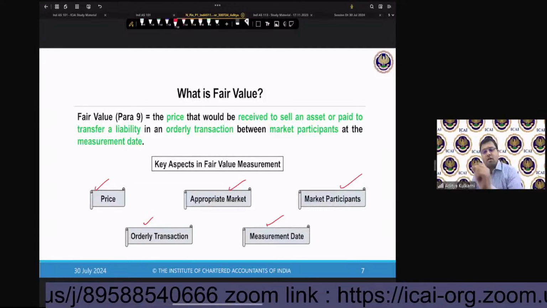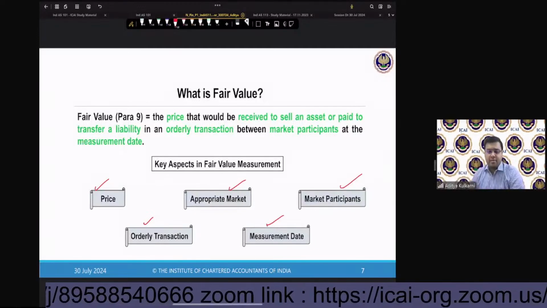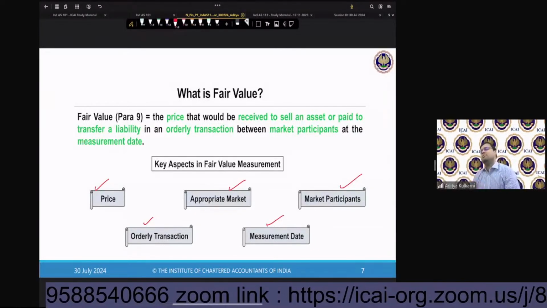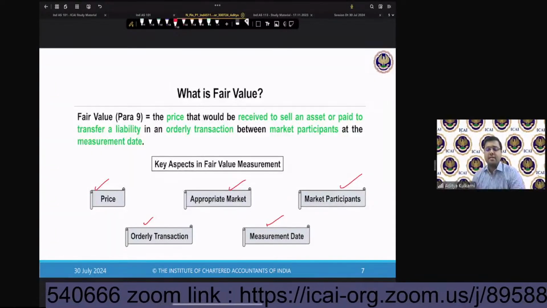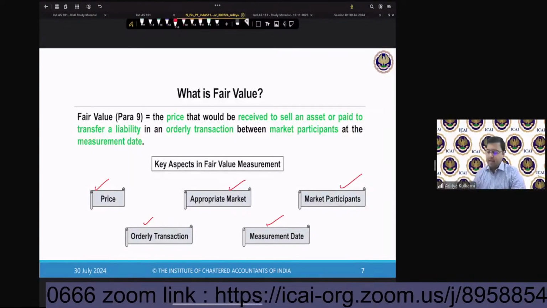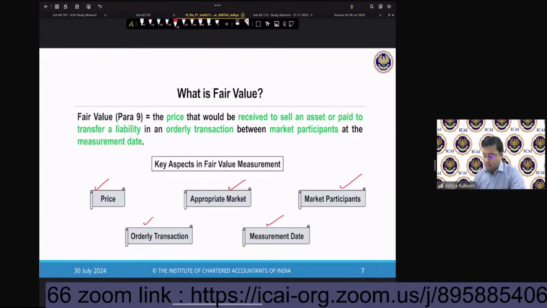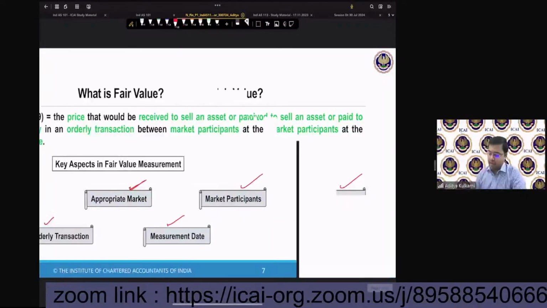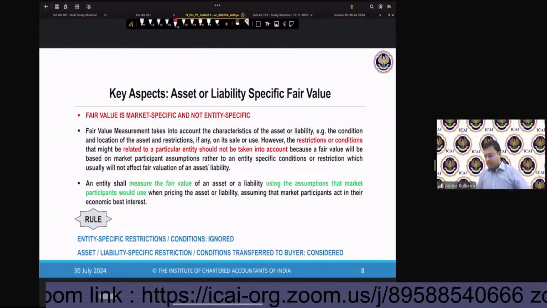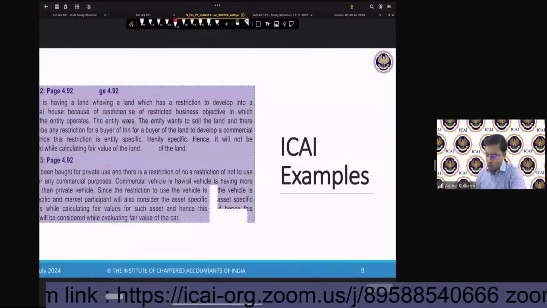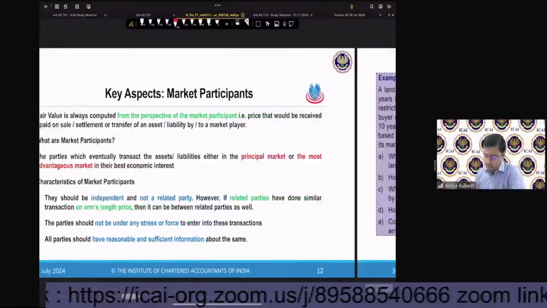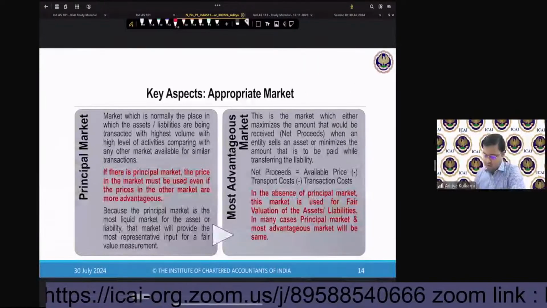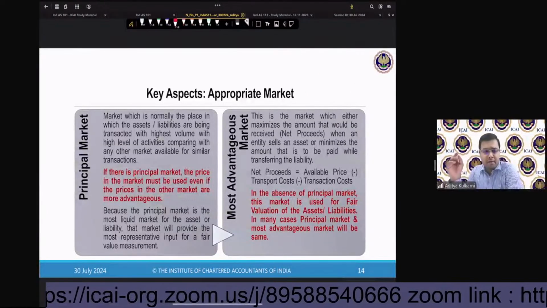Measurement date is always at a particular date, because if I'm doing fair valuation of my financial instruments, I have to do it at the reporting date. So that is the meaning of measurement date. Then, in a transaction in an appropriate market. Now coming to appropriate market, what do we mean by appropriate market? Let us run through the understandings of appropriate market.